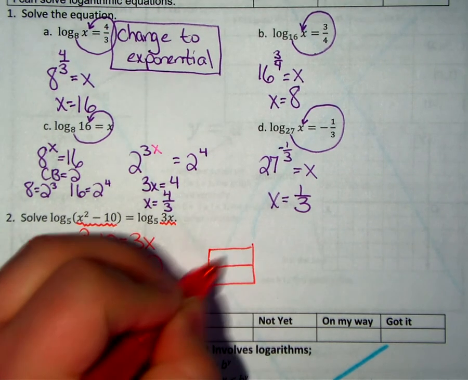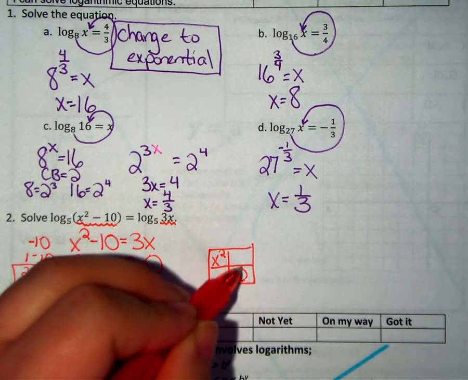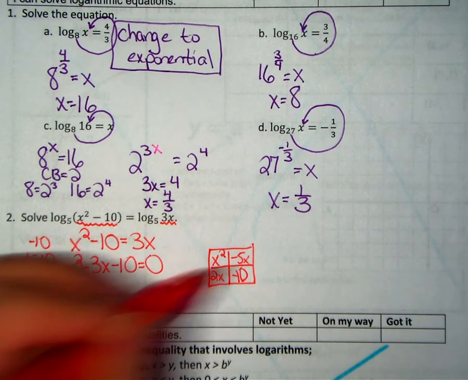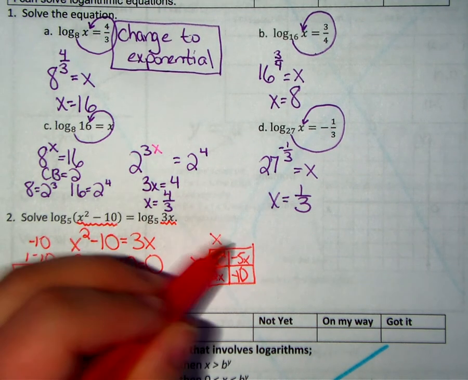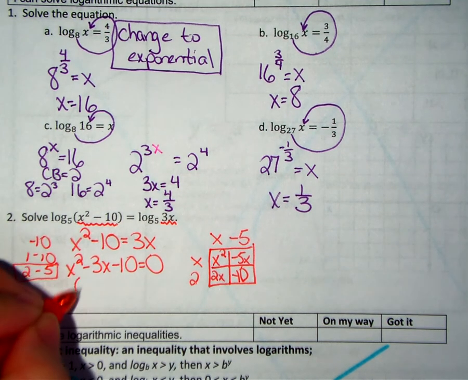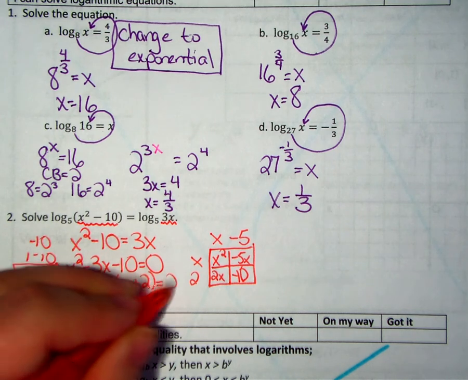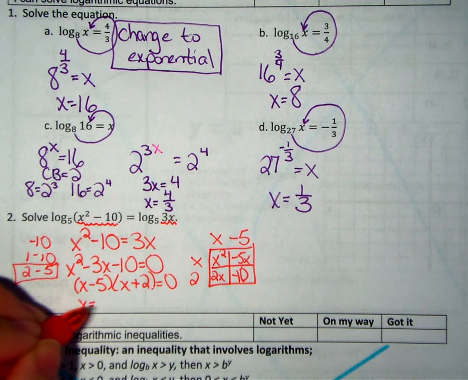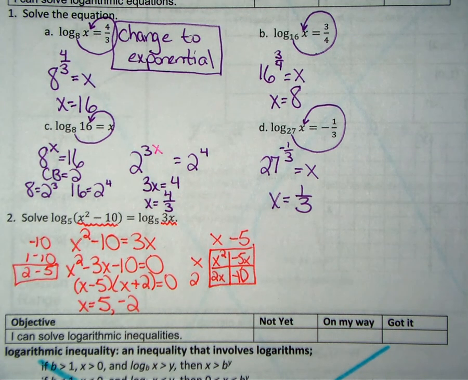Draw your box. X squared, negative 10, 2x, and negative 5x. I know x can come out, 2 can come out, x can come out, negative 5 can come out. So I have x minus 5, x plus 2, and set both of those equal to 0 so that x could be 5 or it could be negative 2.